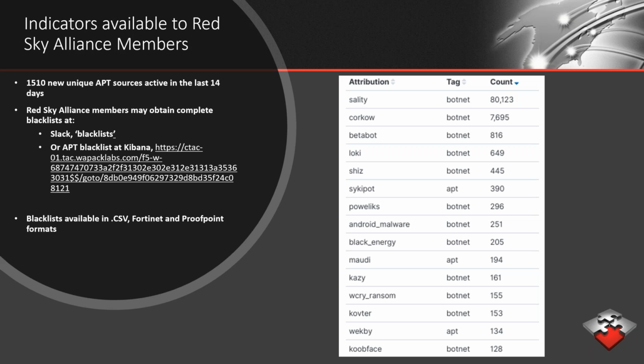On the right here, you can see our top sinkhole statistics sorted by malware type. Sality and CoreCow are again at the top 2. BetaBot moved Loki from the 3rd place down to the 4th.